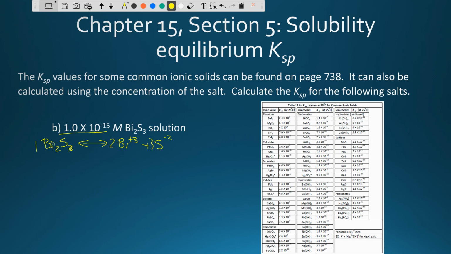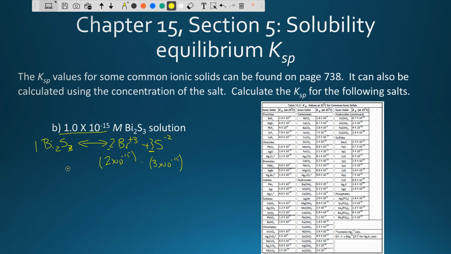So if the molarity is going to be 1.0 times 10 to the -15, that means that I have 2.0 on this side. Okay, so this is going to be 2.0 times 10 to the -15, because I doubled it, and I have to triple this one. Okay, so if I do that, I end up with 3.0 times 10 to the -15. Now remember what I do with this.